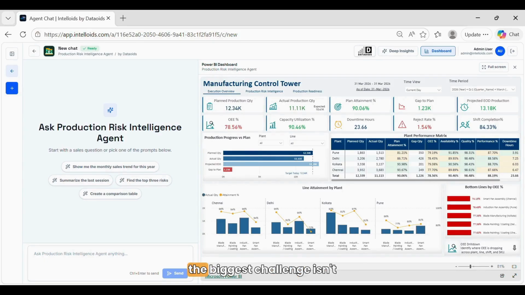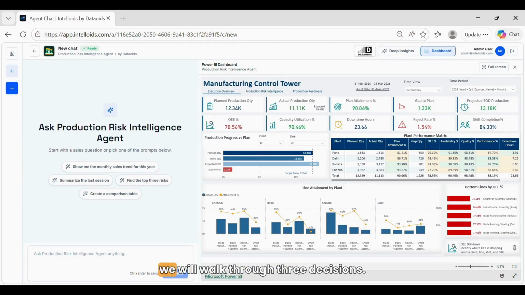In manufacturing, the biggest challenge isn't knowing what happened. It's knowing what is about to happen and having enough time to act. Plants lose production and revenue when material, capacity, quality, or planning issues are discovered after the target has already been missed. Our manufacturing control tower gives leaders an early operating view of what is on track, what is at risk, and what action protects production and customer commitments.